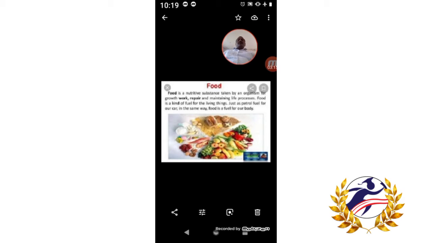Next comes, what do animals eat? Various kinds of animals depend on various things in order to obtain their food. Some depend only on plants, some depend only on animals, and some depend on both. Based on that, we have the classification as herbivores, carnivores and omnivores. Herbivores are the class of organisms that depend on only plants for their food.